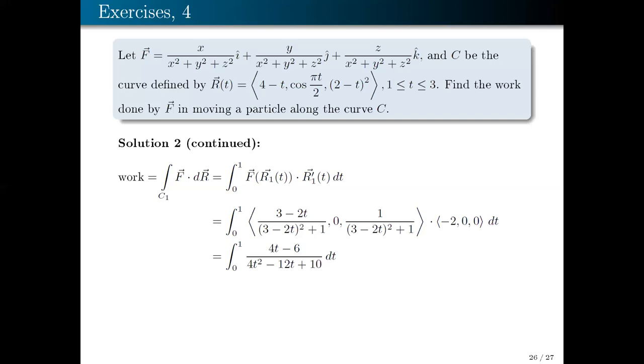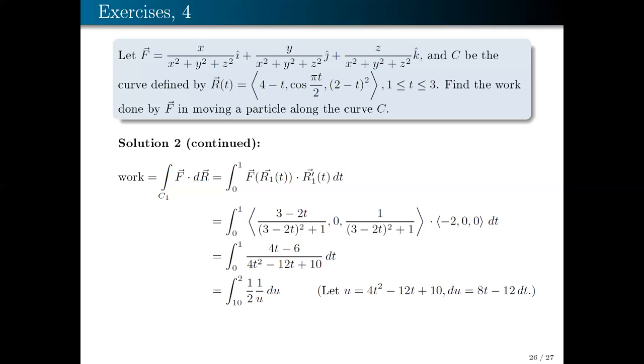Here, a bit of substitution may help. We let u be 4t squared minus 12t plus 10, so that du is 8t minus 12. And 4t minus 6 is 1/2 of this, so it will be reflected later. First, let's change the bounds for t to bounds for u. They will be from 10 to 2. And then we have the function now, 1 over u, and then 1/2 du.